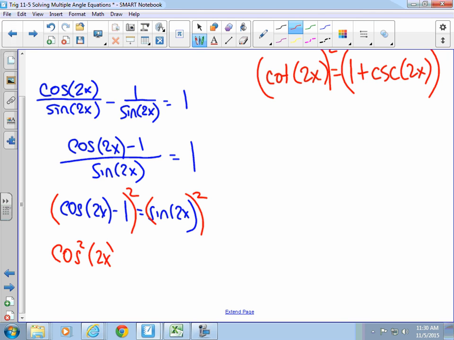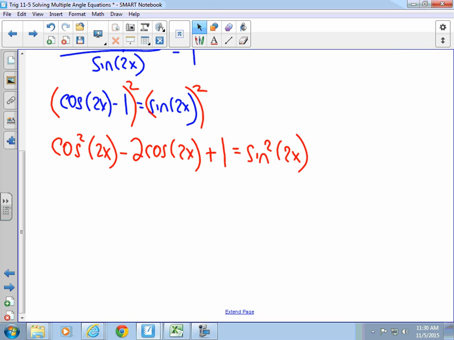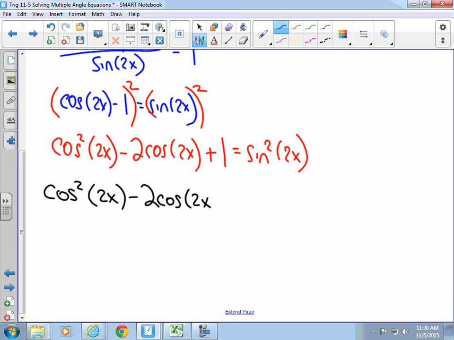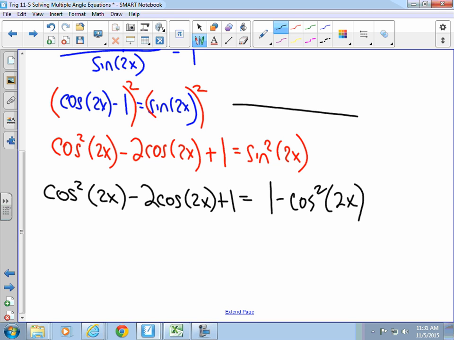Cosine squared of 2x minus 2 cosine of 2x plus sine squared of 2x. Change the sine squared into what? One minus cosine squared. Mental note on this step. What red flag should I throw up in my head when I square both sides? So I'm going to mental note at the end. I need to check answers. As I square both sides, it's always a good idea to check answers, but this requires that I check answers because I remember I forget extra answers.